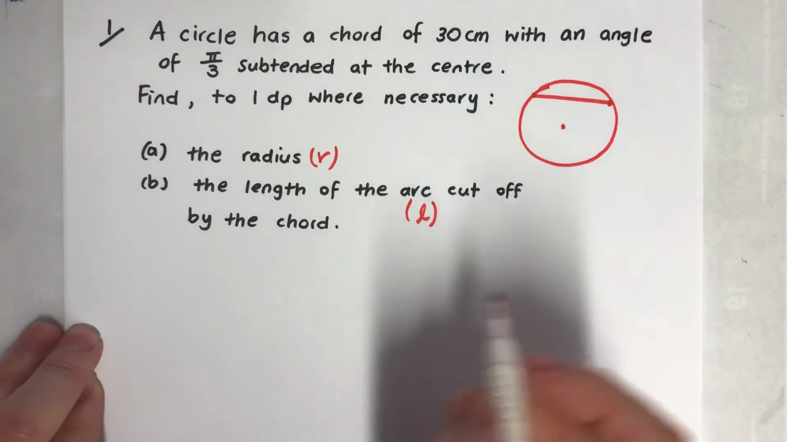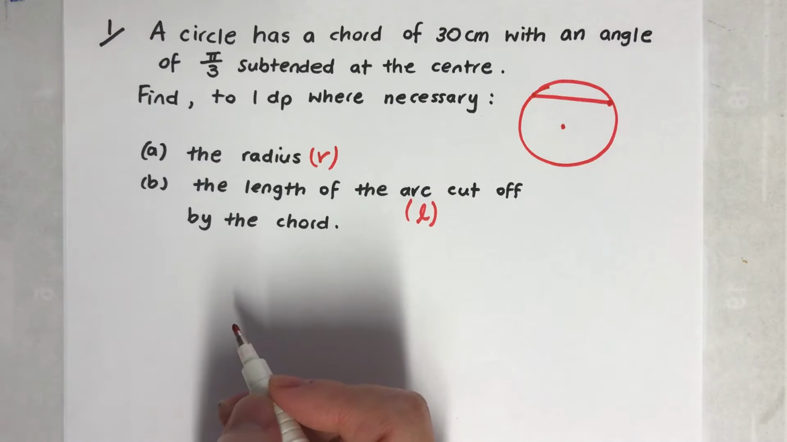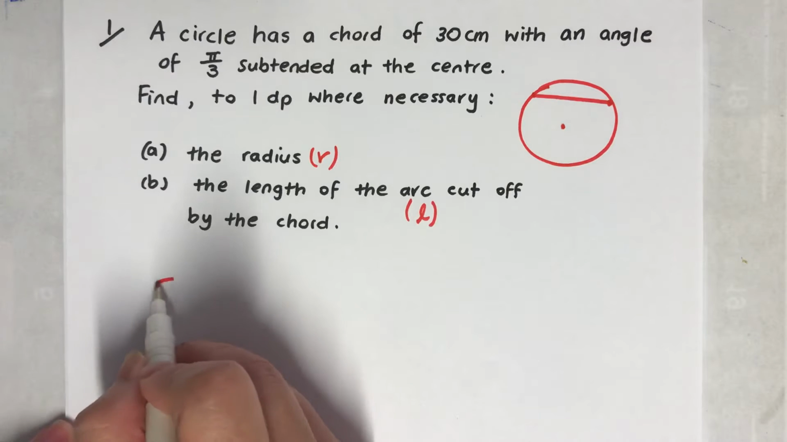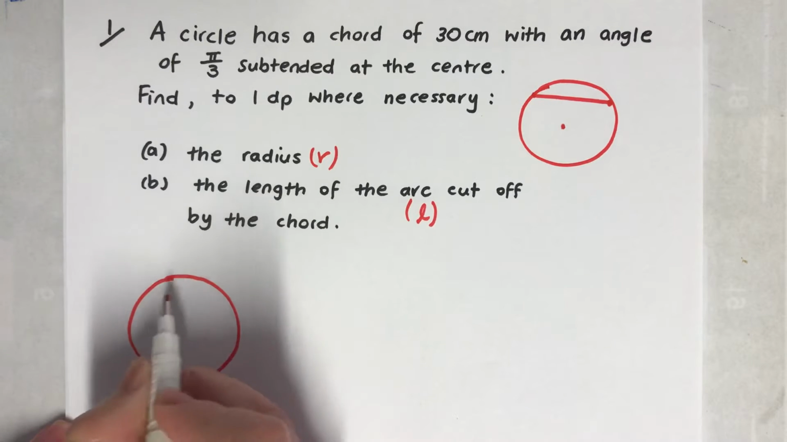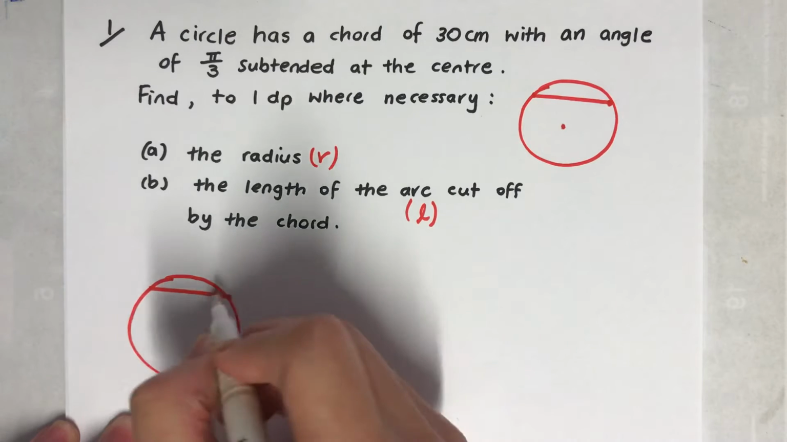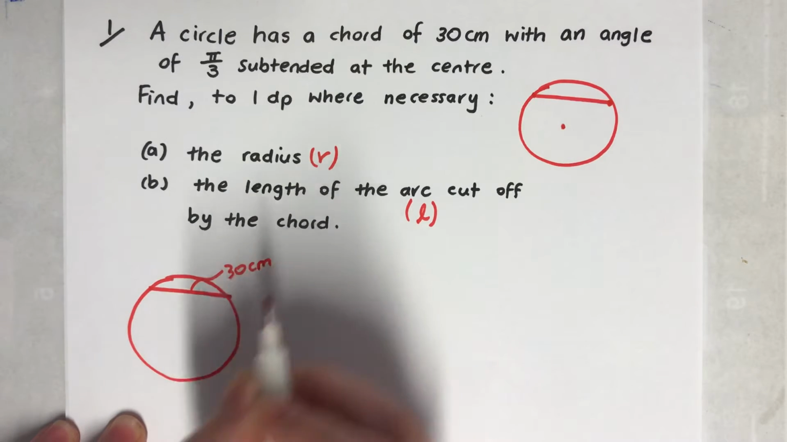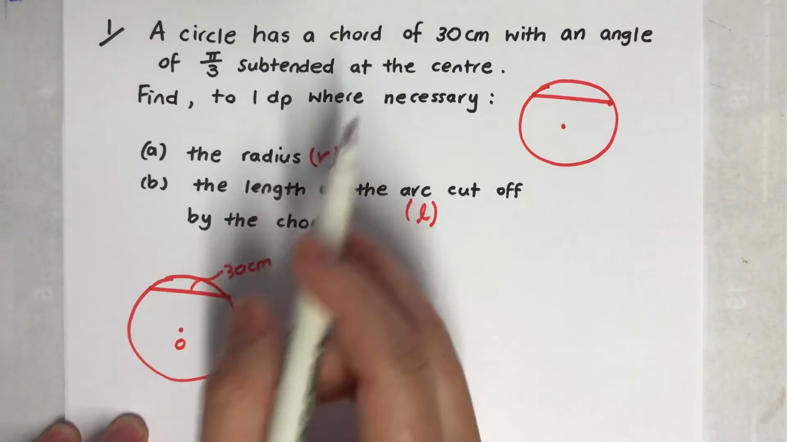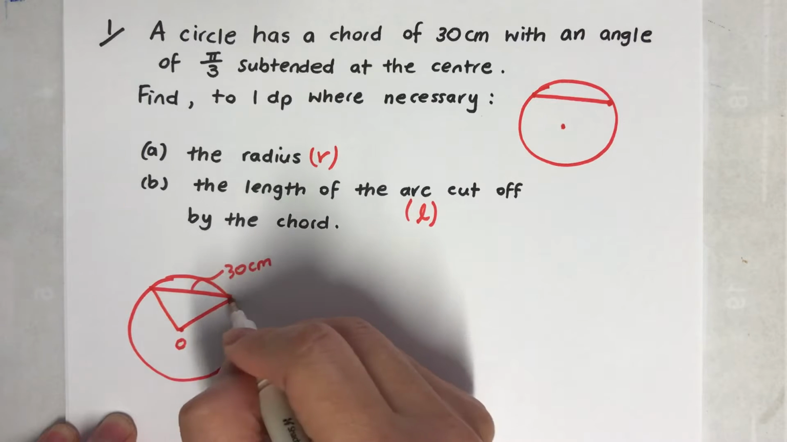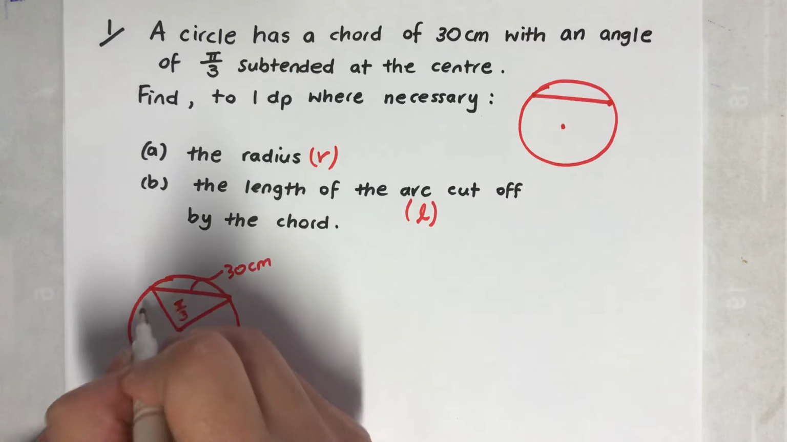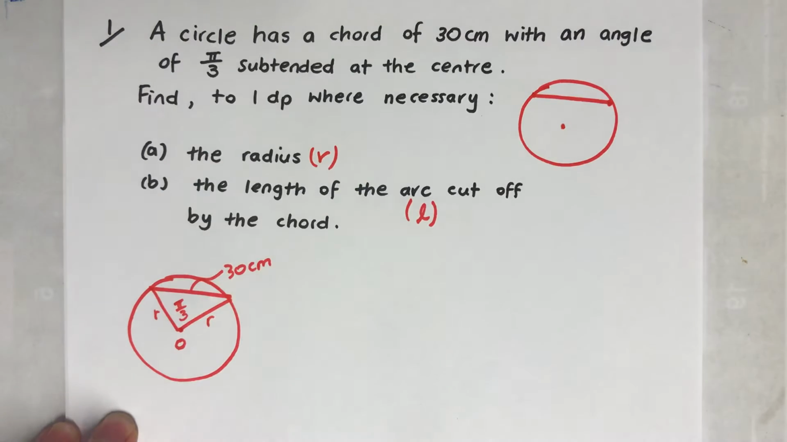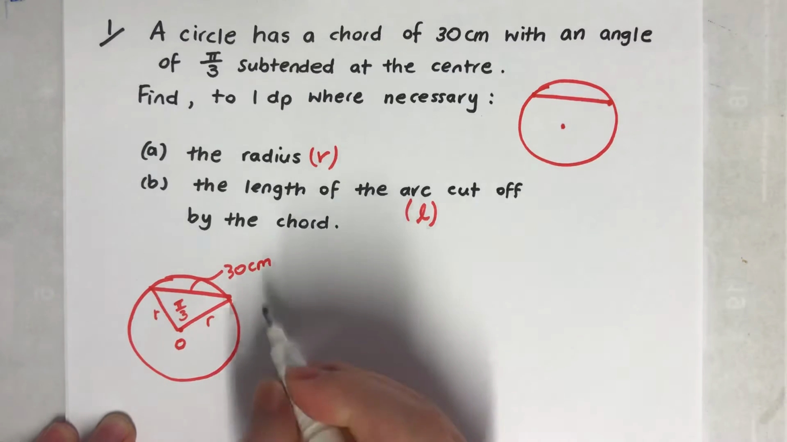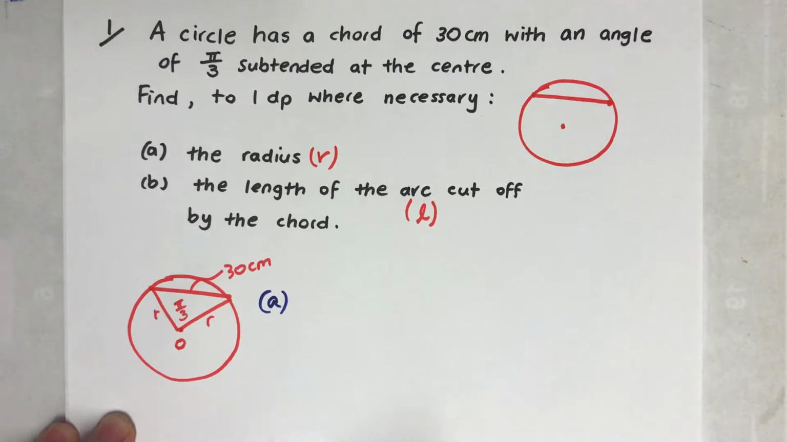Okay, so if I sketch what this looks like, it'll be like this. A circle and a chord. Just say that's 30 centimeters, and then that's the center. It says subtended at the center, so that's my pi over 3 here, and that's my r. Okay, so that's what it looks like right now. So let's start the question. Part A, find the radius.